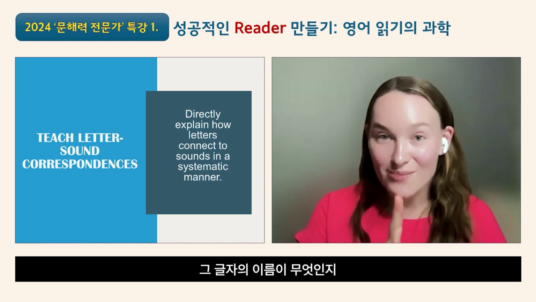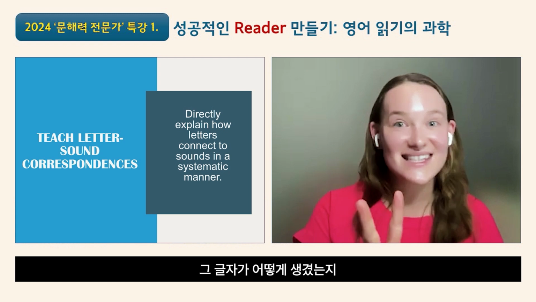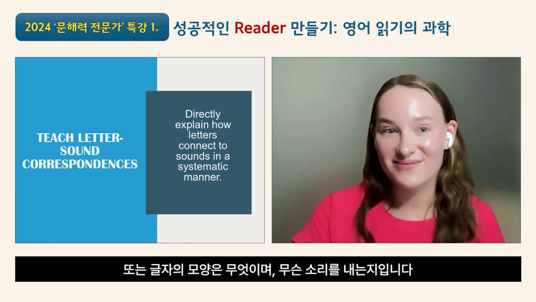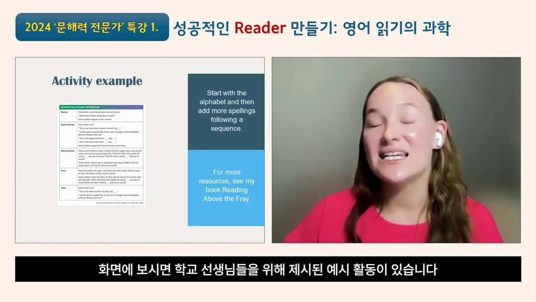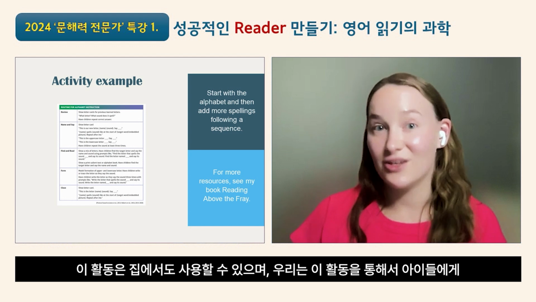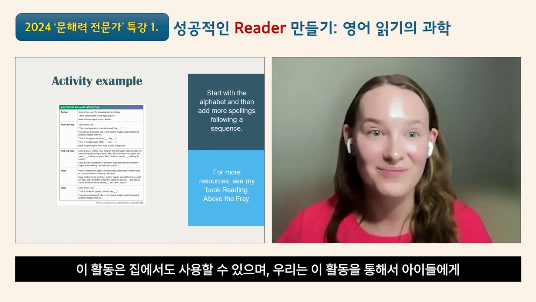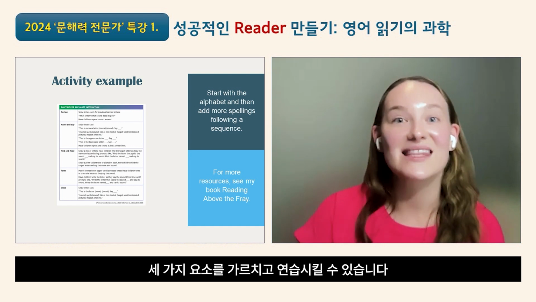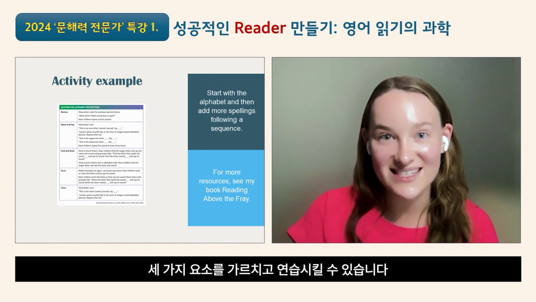When we are teaching the alphabet, we want to teach children three key things. What is the name of that letter? What does this letter look like, or what is its form? And what is the sound? On the screen, you'll see an example routine that is designed for classroom teachers, but that you can absolutely use at home, where we are teaching children about those three elements and then practicing those three elements.